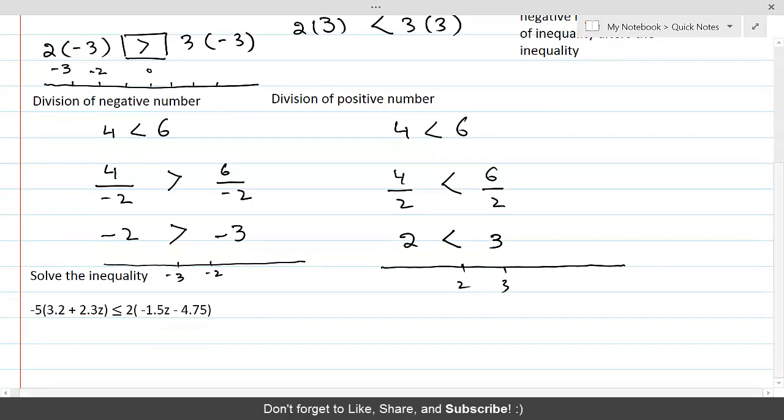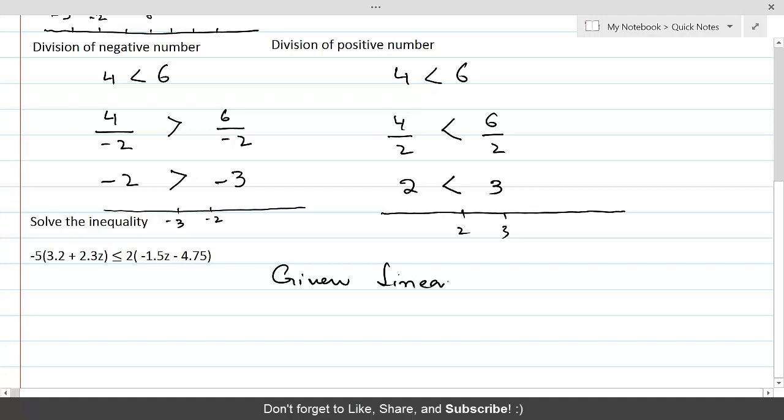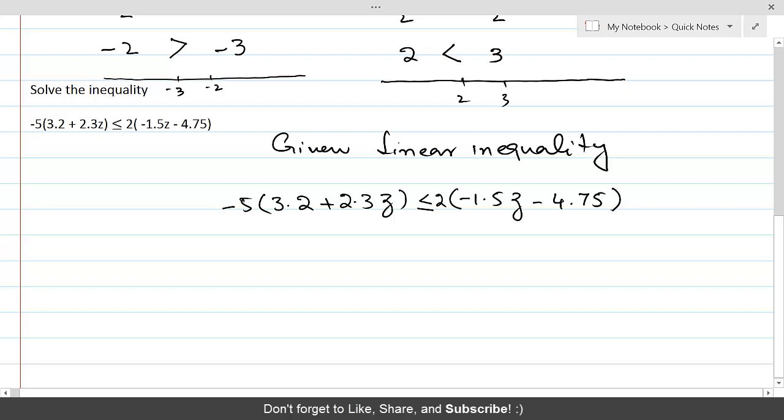So we will solve this question we are given here. The given linear inequality is minus 5 times (3.2 plus 2.3z), which is less than or equal to minus 2 times (minus 1.5z minus 4.75).